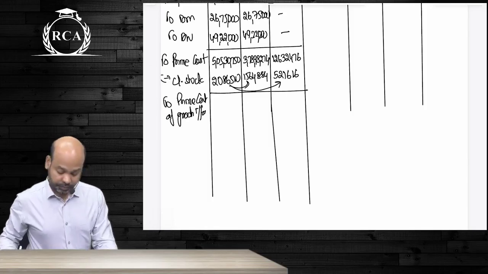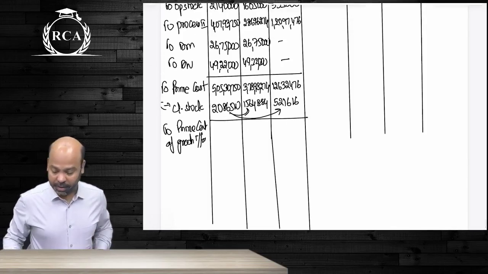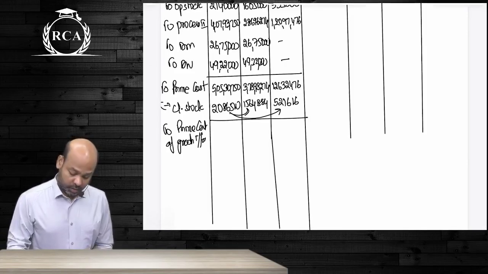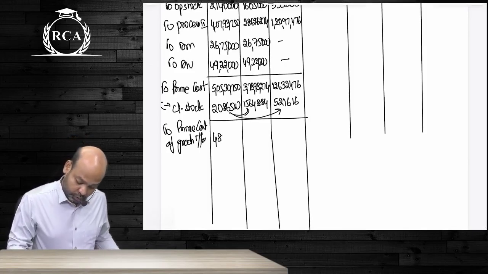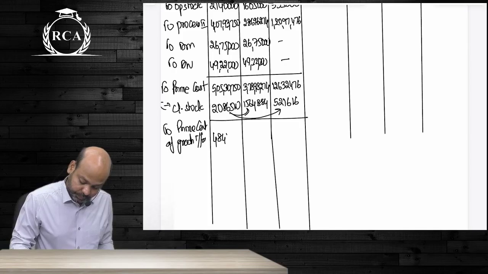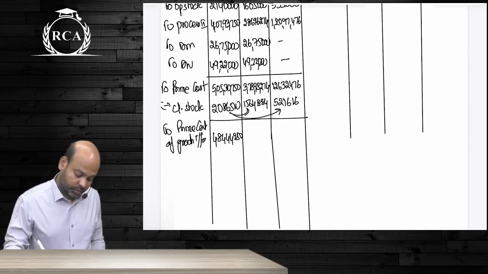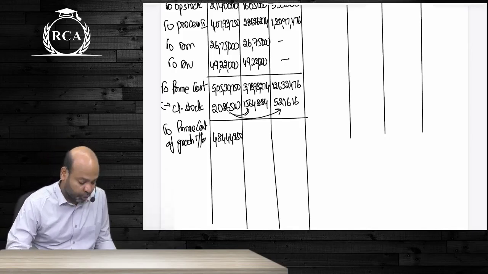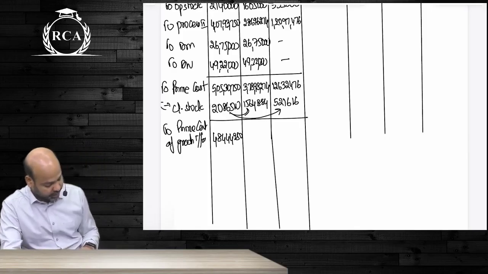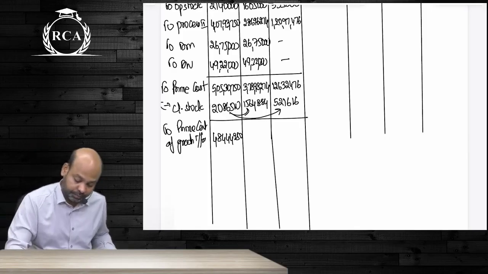Yes beta. How much is the prime cost of goods transferred? 4 crores 84 lakhs 44,000, 484,44250. Cost and profit also, guys. Almost done with the question.